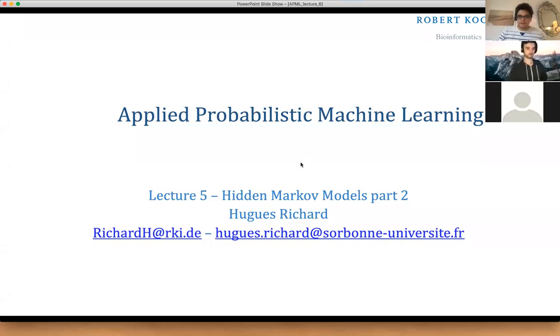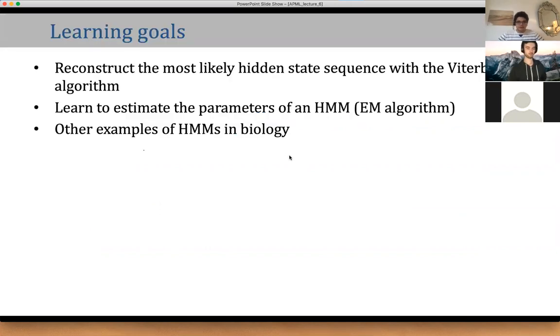So now for the sixth lecture, I wanted to speak about the rest of the basic methods we can use with a hidden Markov model. So the first question we want to address is how can we reconstruct the most likely hidden states sequence, so a path of hidden states given our observation, and you do that usually with what is called the Viterbi algorithm for hidden Markov models. Then we'll move on to parameter estimation.